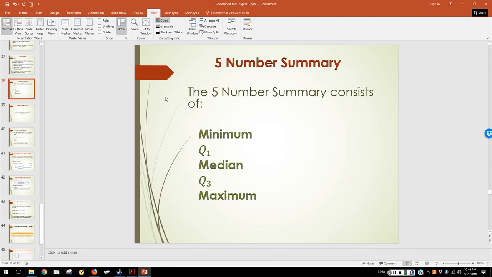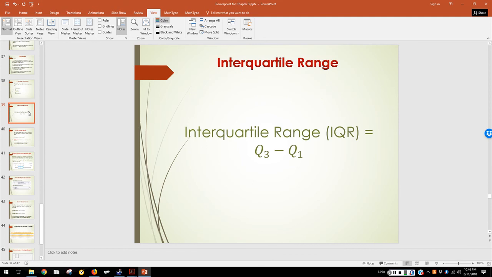Those are 3 very important members of what's called a 5-number summary. And we actually mentioned this before. We looked at a problem and calculated the 5-number summary. So we're going to do that again. But some definitions to go along with that.